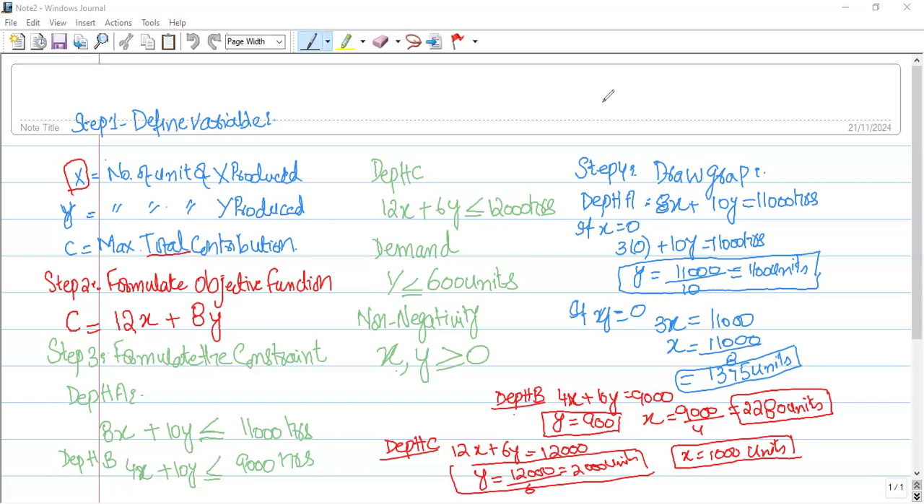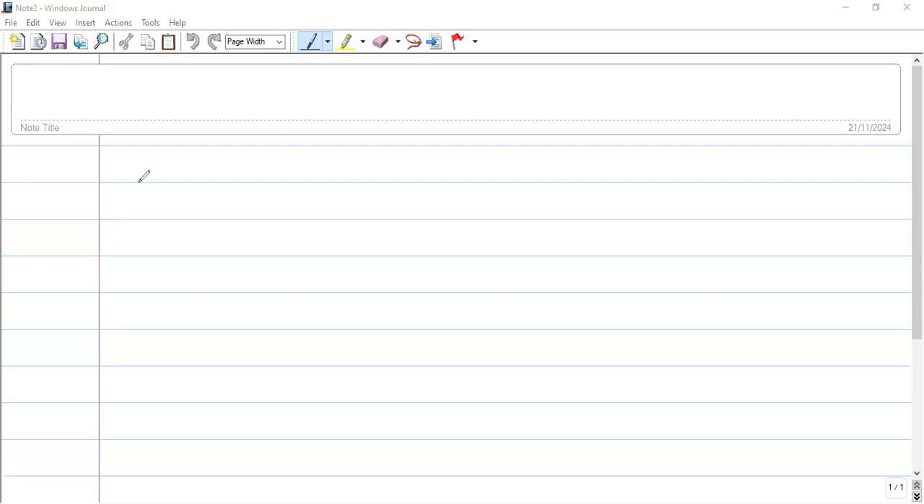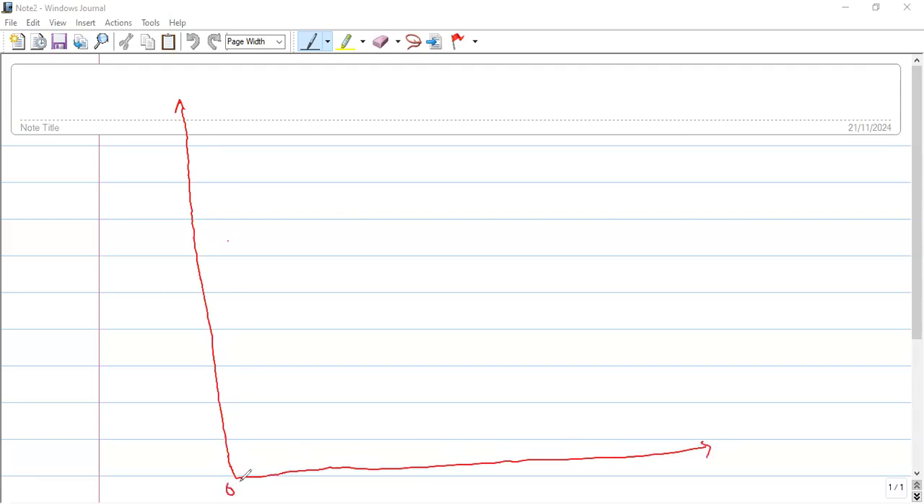Now I will draw the graph. We are not using graph paper. It's just a rough sketch to understand how the graph is drawn. Here I will have product X, and on the y-axis I have product Y. This is the y-axis, this is your x-axis, this is the origin point. My first equation is 8x plus 10y is equal to 11,000. I want to draw this equation.